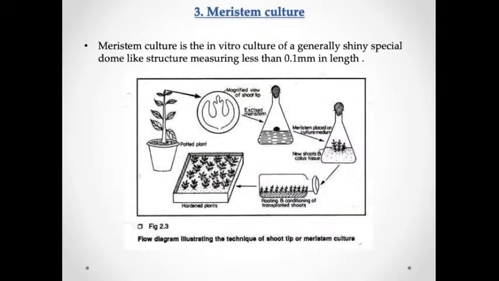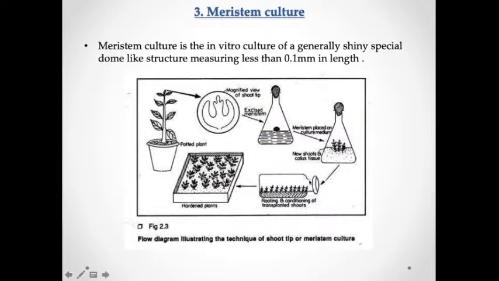Then comes the meristem culture. In meristem culture, you take a shiny, dome-like structure measuring around 0.1 millimeter in length. At the bottom, you can see you take the meristem, which is the shoot tip of your plant. This is the magnified version of the shoot tip, and then you excise the meristem. You cut the meristem and put it in the conical flask with the culture medium. Then the meristem is placed on the culture medium like this, and new shoots and callus tissues start to grow here.